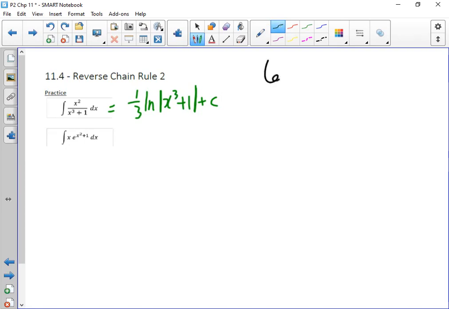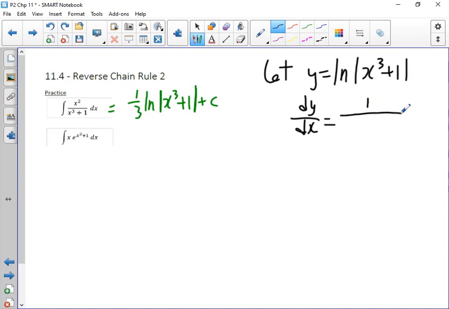Well, we'll start off by letting y be, we see a fraction, so we try to ln the denominator, y equals ln of x cubed plus 1. That's my guess. Let's try to differentiate it. Differentiating ln gives 1 over x cubed plus 1. Differentiating inside gives 3x squared. So it's 3x squared over x cubed plus 1.